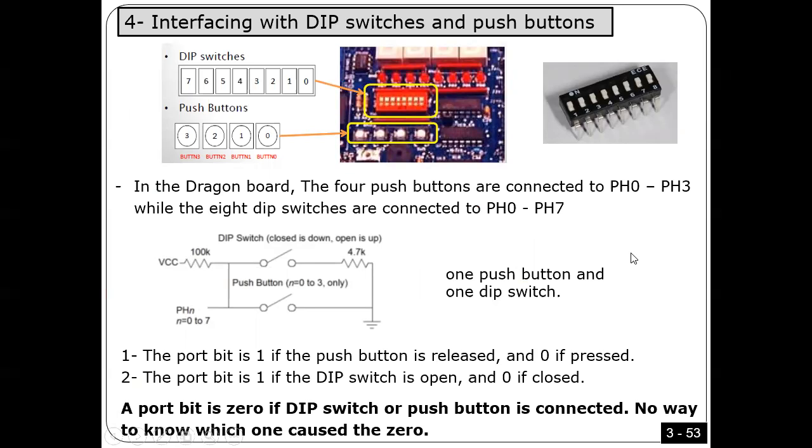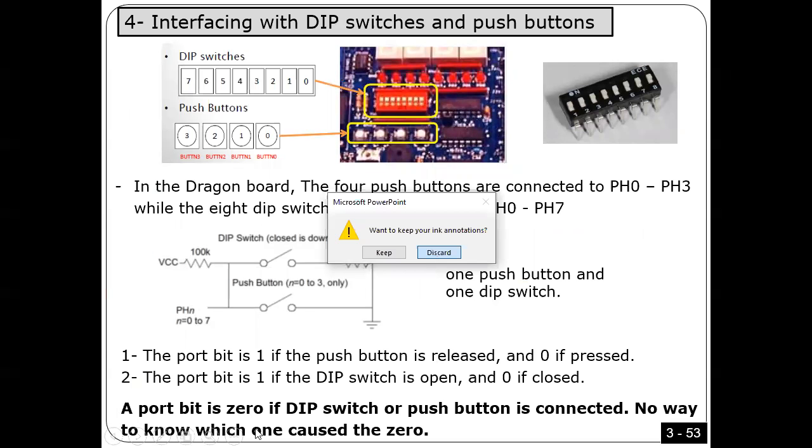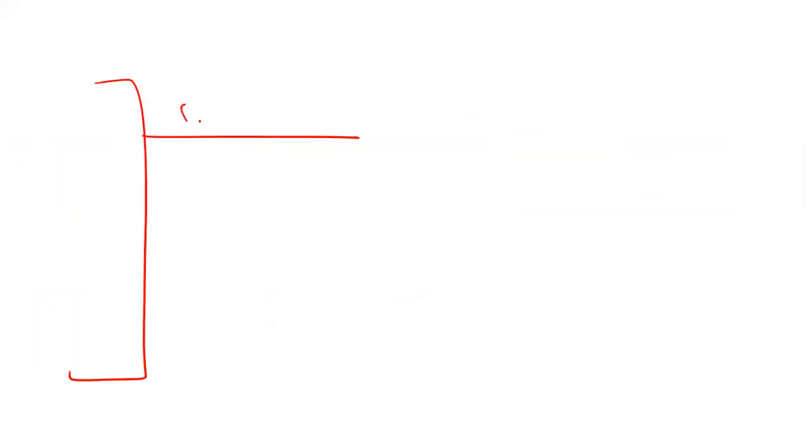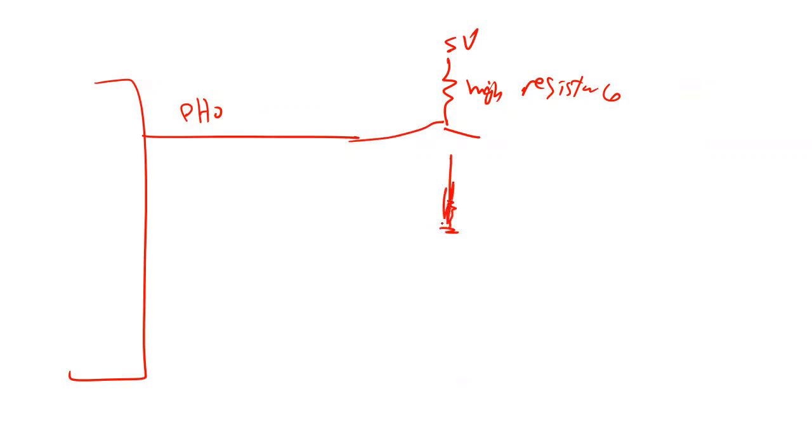this is how we connect the switches. So this is 5 volt. So this is port H. For example, if this is PH0, this is how we connect the switch. We have here a high resistance, and here 5 volt. And then we have a switch. And then we have a small resistance here, something like a short circuit. Is that okay? Okay, so this is how the switch is connected.